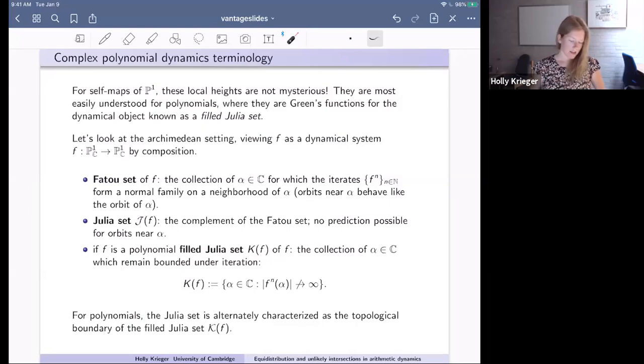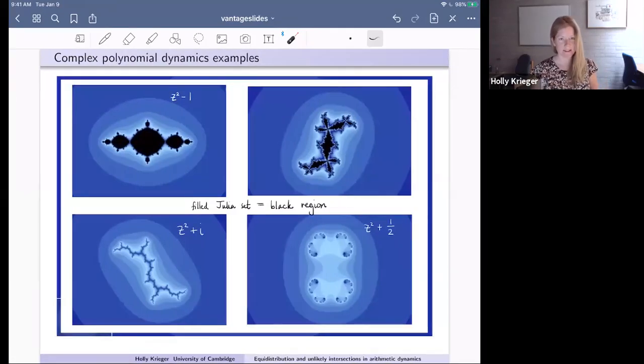And so we can define the filled Julia set to be the set of points which do not iterate to infinity if F is a polynomial. And in that case, this filled Julia set characterizes the Julia set, the unstable points, precisely as its boundary. Okay, so the Julia set is the topological boundary of the filled Julia set when we're dealing with polynomials. And of course, these things have been very well studied by complex dynamicists for a very long time.